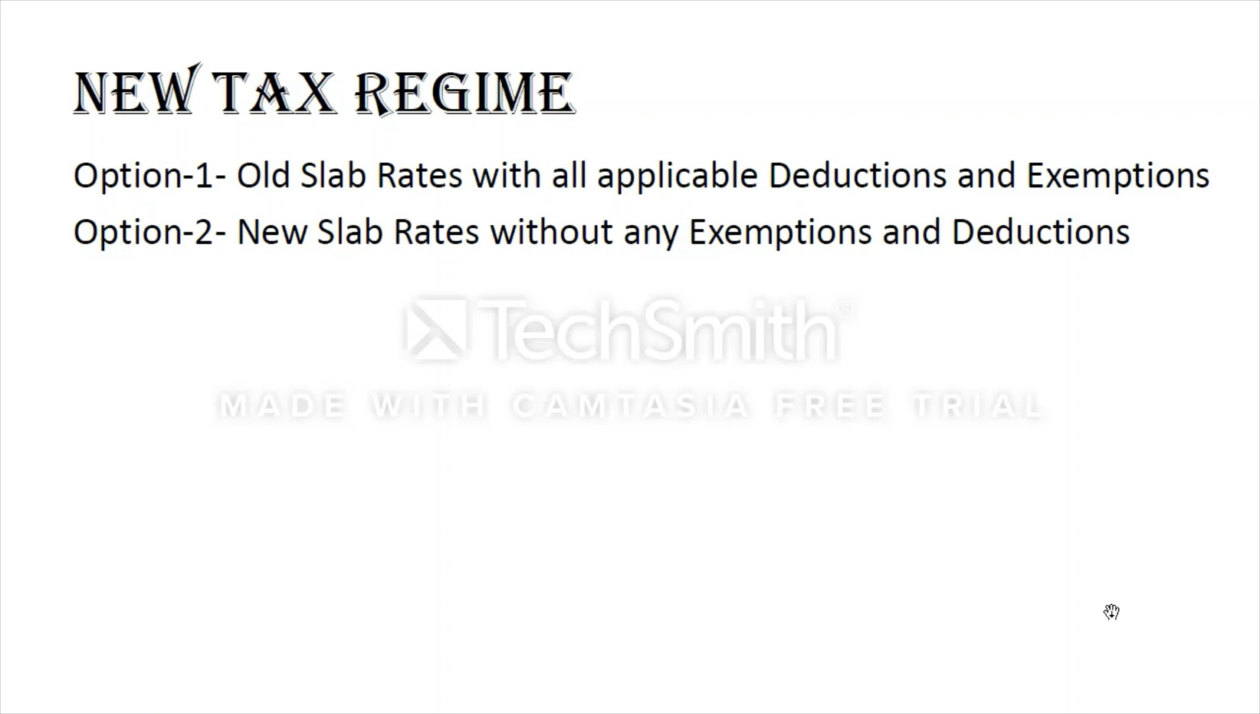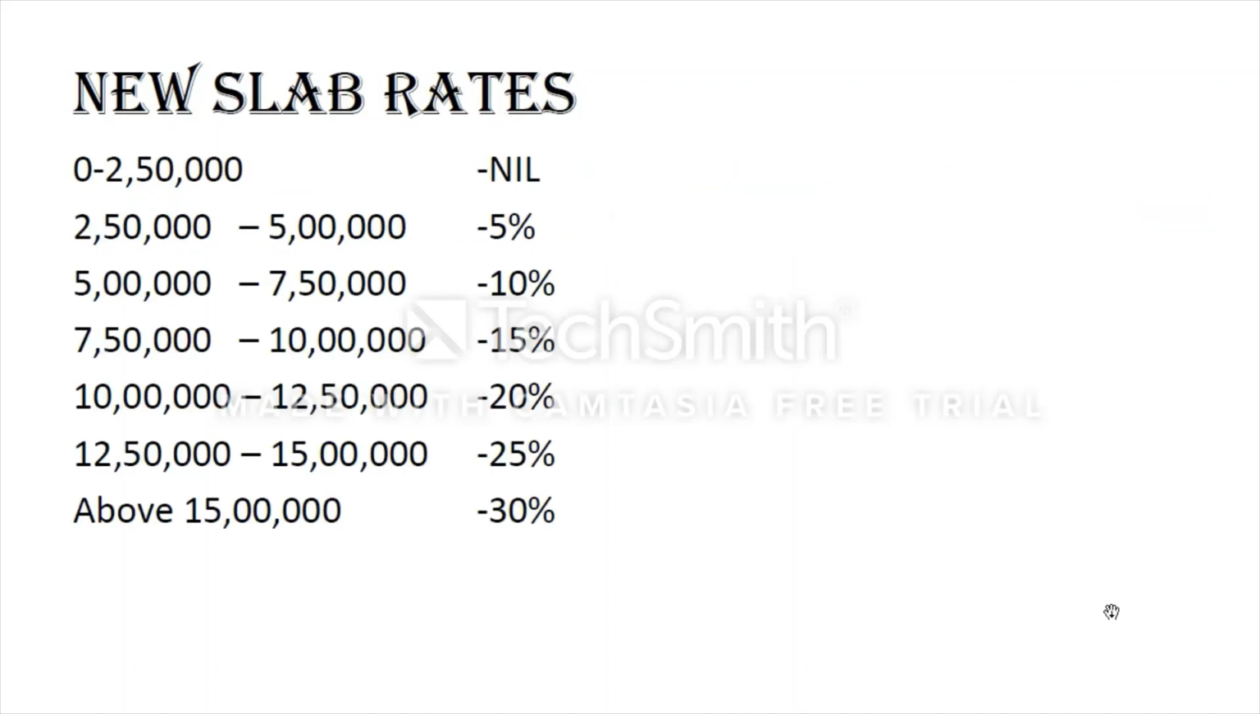Option 1, he can choose the old slab rates with all applicable deductions and exemptions. And option 2, he can choose the new slab rates without any deductions and exemptions. Okay. What are the new slab rates?